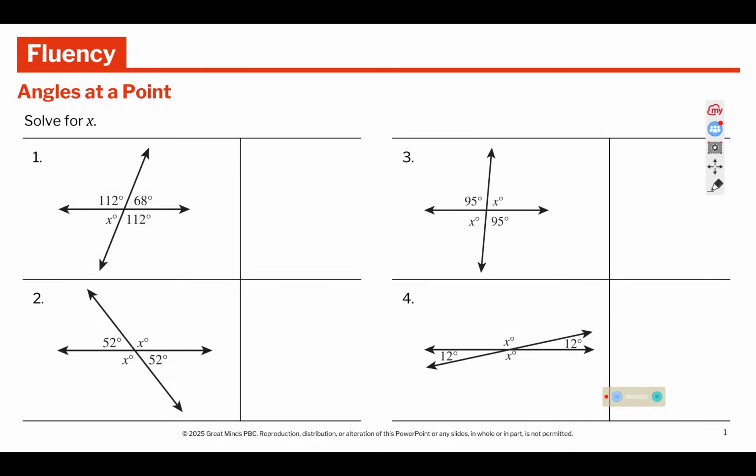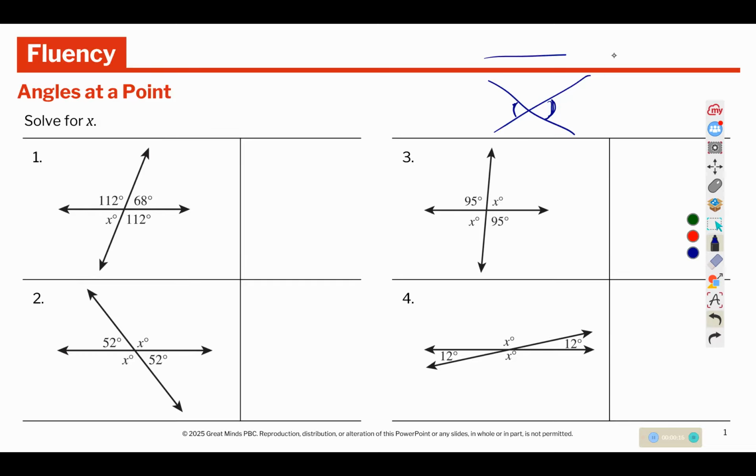Your job in this warm-up is to solve for x, the missing angles. Remember, vertical angles on opposite sides of two intersecting lines are equal in measure. Also, angles that make a straight line add up to 180. So for example here, this straight line should be 180.